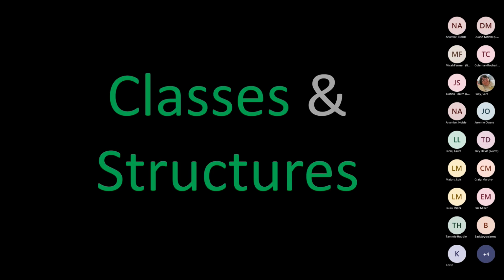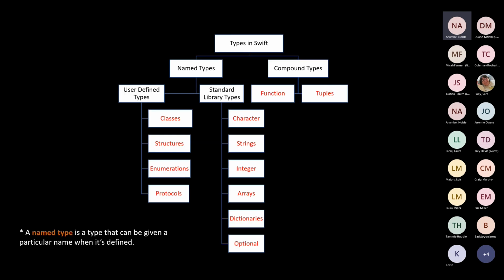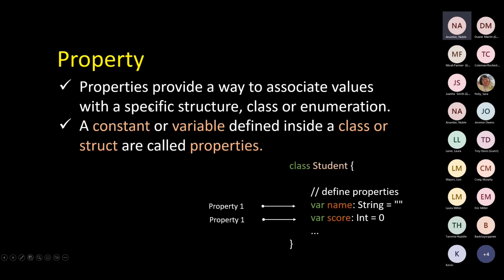So then we talk about classes and structures, which are examples of what we mentioned here. Classes and structures are user-defined types. You are literally creating this yourself. I already mentioned and discussed the issue of properties.